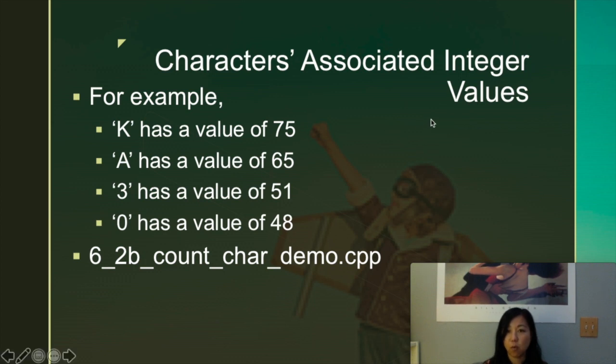So the value actually is sometimes useful because you will see that a capital K, for example, corresponds to 75, a capital A corresponds to 65. In some cases, you might find this useful, and even the digit 3 has a value corresponding to it, 51. So I'm going to show you.